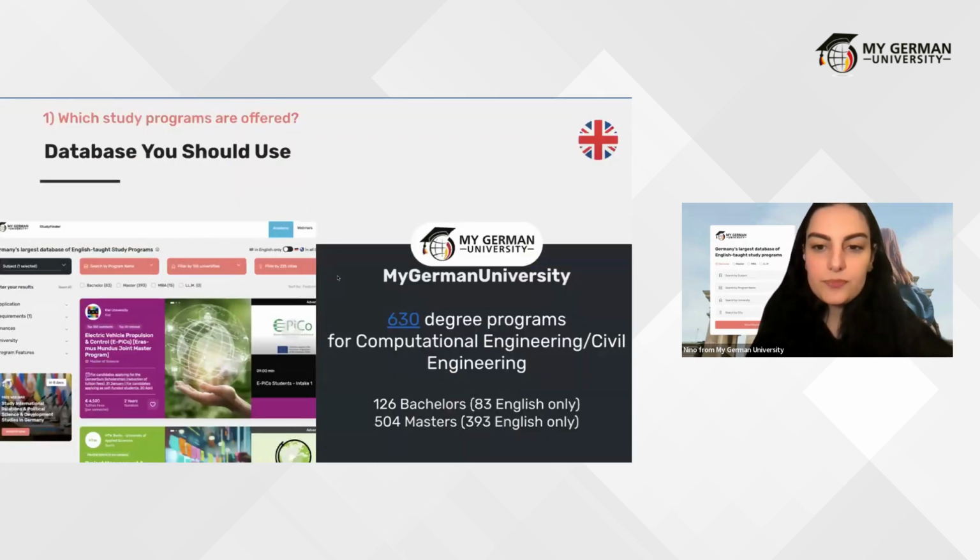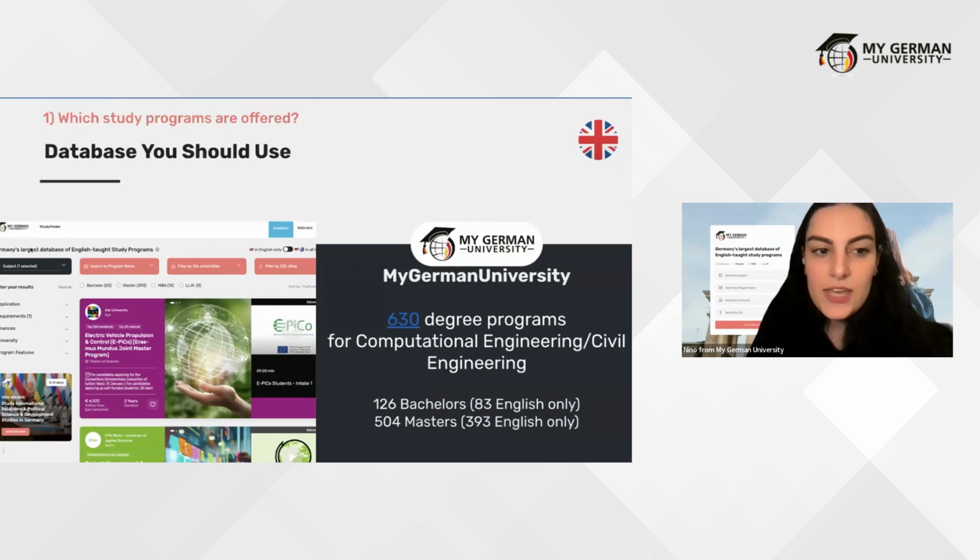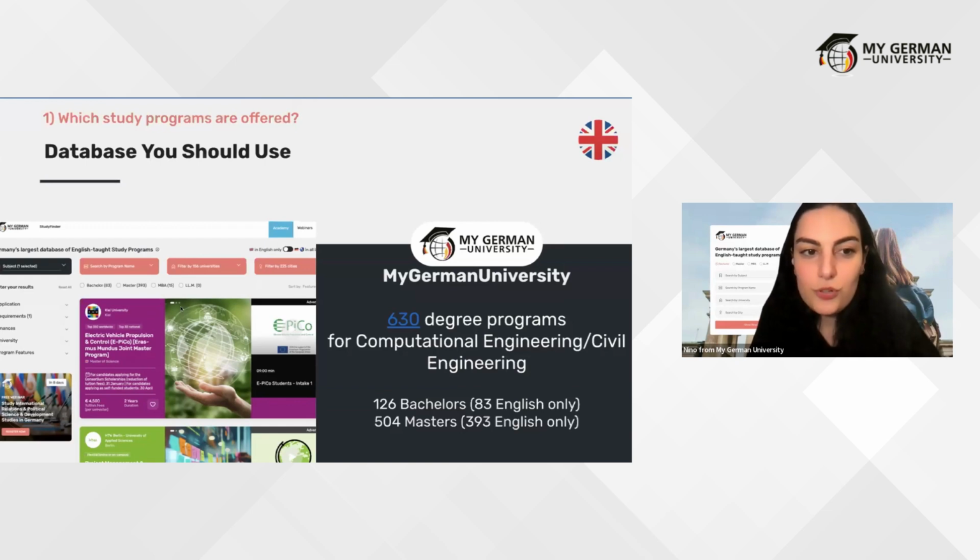Now, as I showed you, for the bigger picture, when you click on Study Finder, it looks like this. You have the study finder, then you have options to filter for programs. Why do you need it? Because if you select degree programs in computational engineering and civil engineering, selecting two of them, you have more than 630 options available. And of course, you will narrow down according to bachelor and master, but there are still a lot of programs.